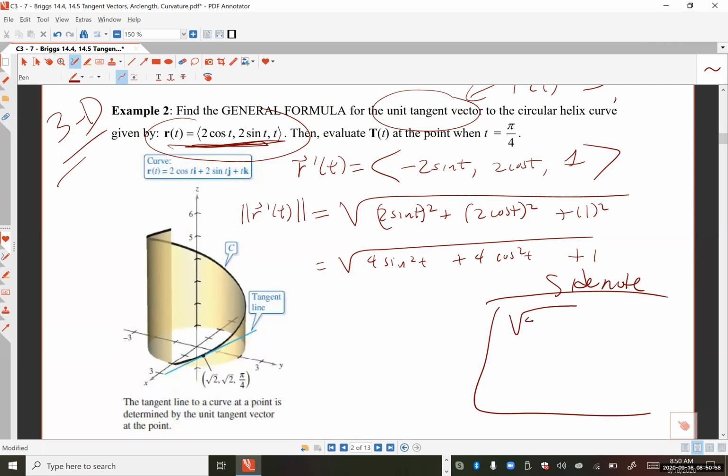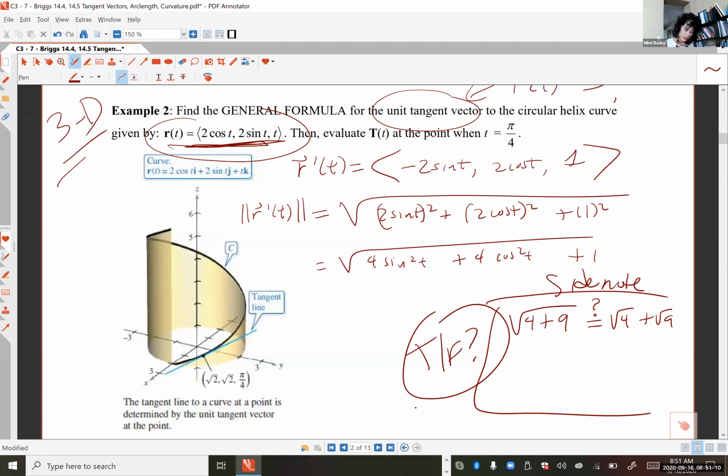Is it true that the square root of 4 plus 9 is equal to the square root of 4 plus the square root of 9? True or false? False. Is the square root of 13 equal to 2 plus 3? Yes or no? Adriana, you tell me. False, thank you. So please don't ever even think about distributing a radical over a sum or a difference.